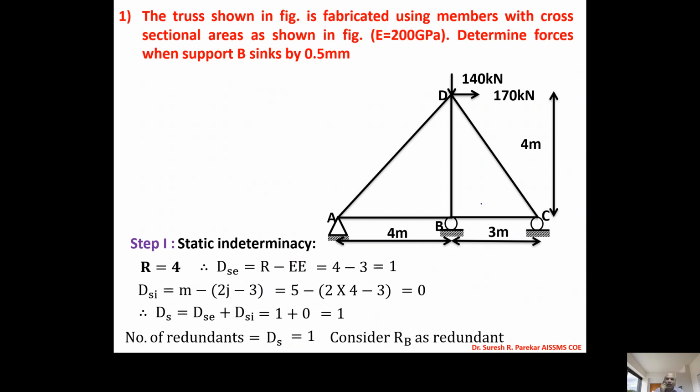Consider RB as redundant. If we consider RC as redundant, we would have zero force in CD and CB, but we cannot go that way. So whichever support sinks, you have to consider as redundant. As in indeterminate trusses, we have seen the member with temperature change or the member with lack of fit should be considered as redundant. In the same fashion, the support which sinks should be considered as redundant, and therefore we have to consider RB as redundant.